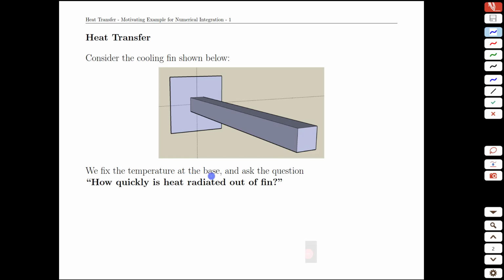cross-section. And the question we'd like to ask, given that there's going to be some heat coming in from the bottom and radiating out from the fin, the question we'd like to ask and answer is how quickly is the heat radiating out? It's a reasonable design question because that'll inform how large a fin, how long a fin, what material the fin is made out of.